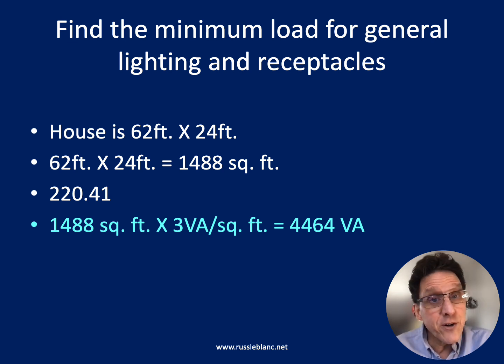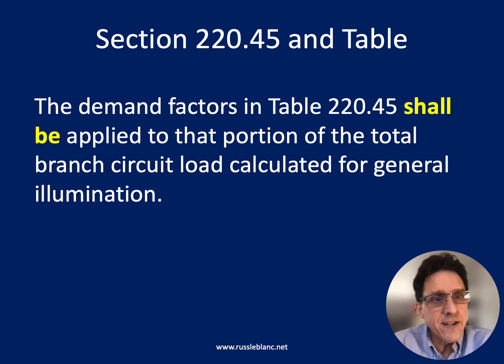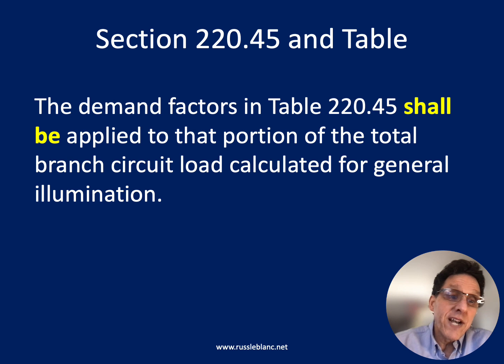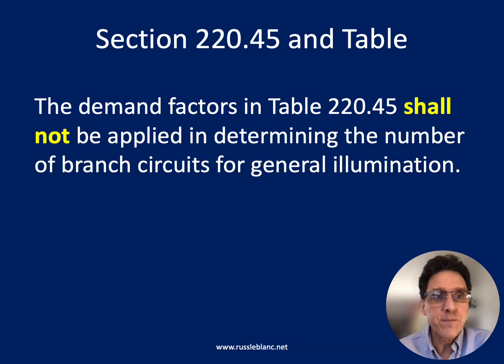Now, when we do the feeder or service calculation, we're going to take that number, the 4464, and bring it over to table 220.45 and apply the demands in that table. Okay, section 220.45 and table 220.45 is where we're at next. And it says the demand factors in table 220.45 shall be applied. Not an option. They shall be applied to that portion of the total branch circuit load calculated for general illumination, right? So you have to apply the table demands. And the demand factors in table 220.45 shall not be applied in determining the number of branch circuits for general illumination, right? And it's just reiterating what I had stated earlier.